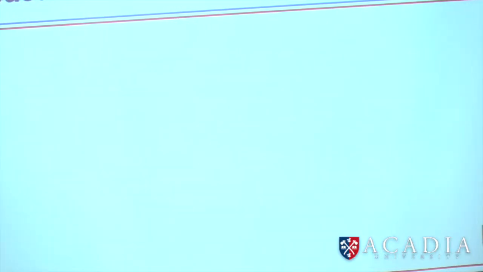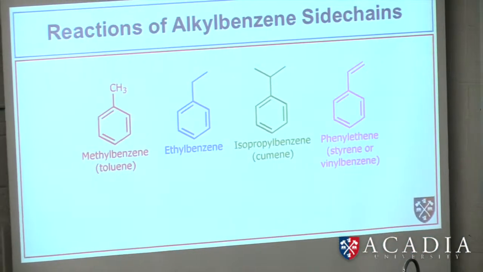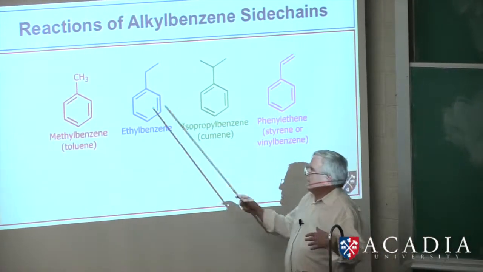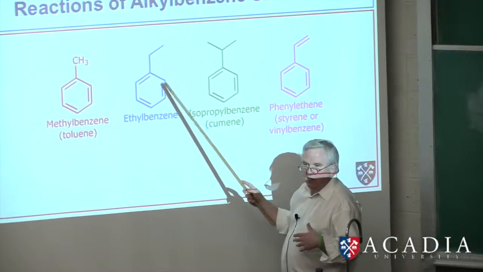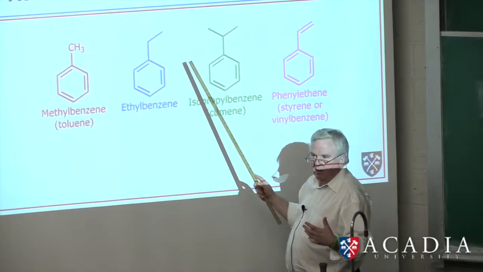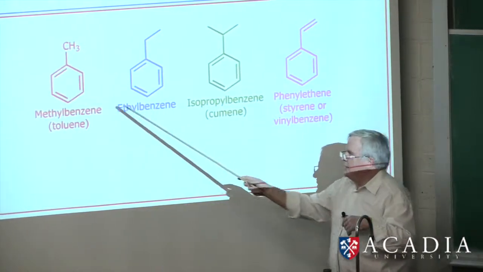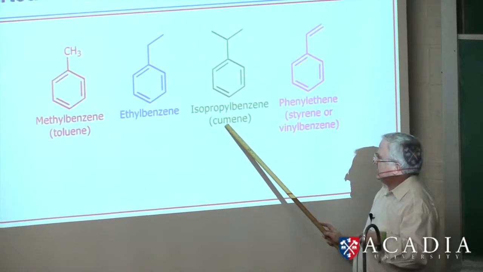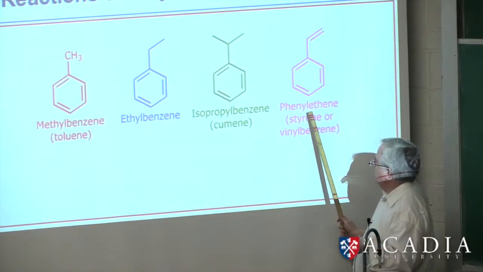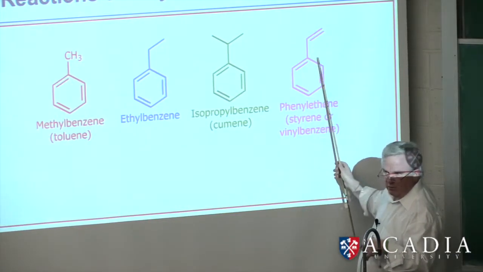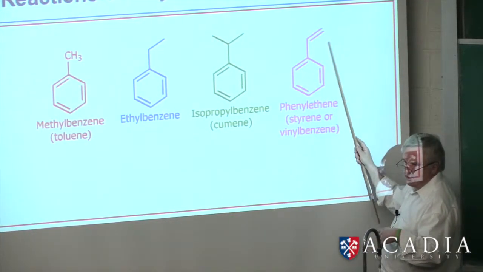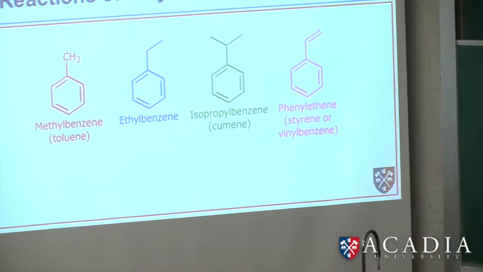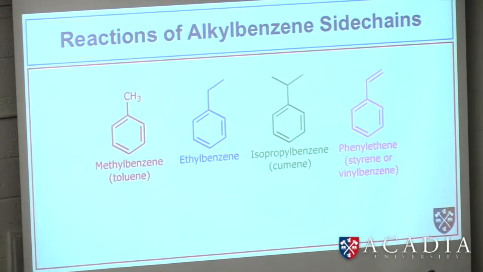The last part of this chapter has to do with the reactions of alkyl benzene side chains. So we have our aromatic group, but we can't forget that we have stuff outside of here where chemistry may happen as well. Toluene we already know about, ethyl benzene, isopropyl benzene, typically we'll call this cumene. And then this compound styrene, most of you are familiar with styrofoam. It's made through a polymerization reaction. These things have slightly different chemistries than we might expect because of the aromatic group to which they're attached.